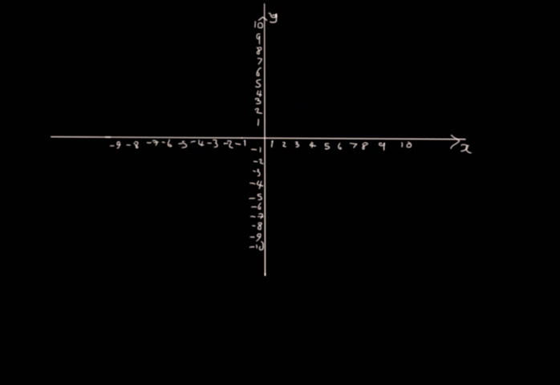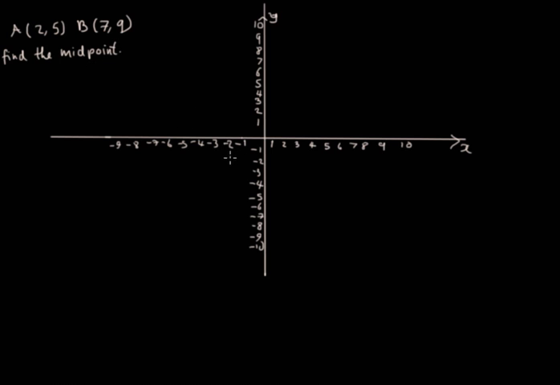So let's think of a question. Let's think of point A. I'm going to just write it over here. A is going to be (2, 5) and B is going to be (7, 9). Find the midpoint.